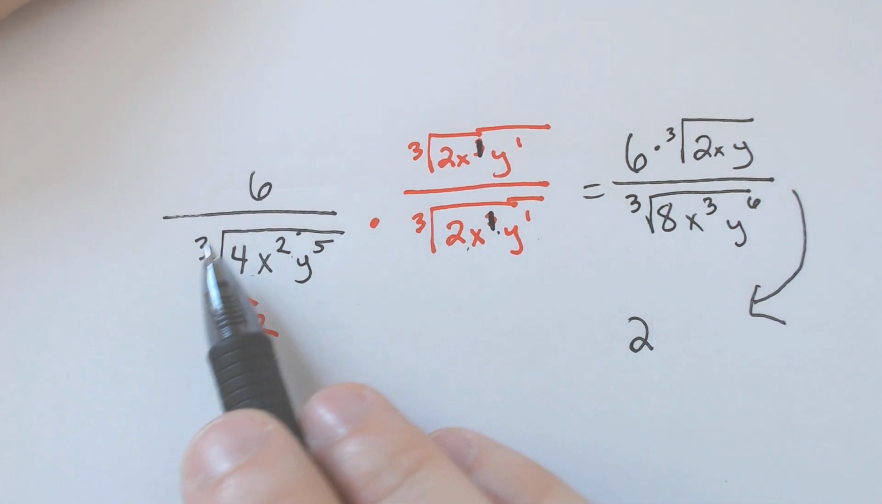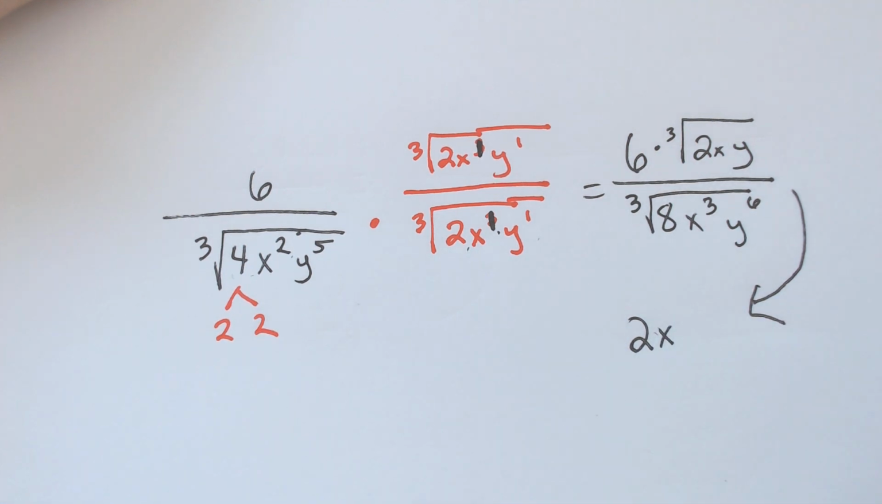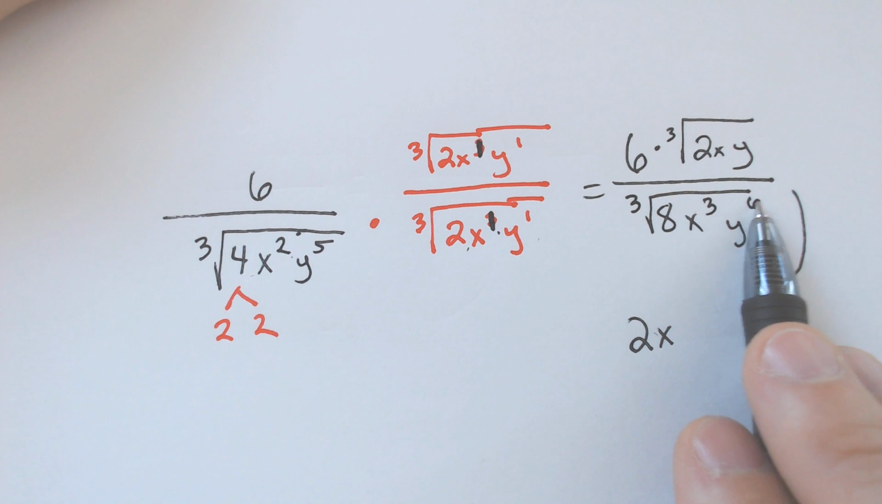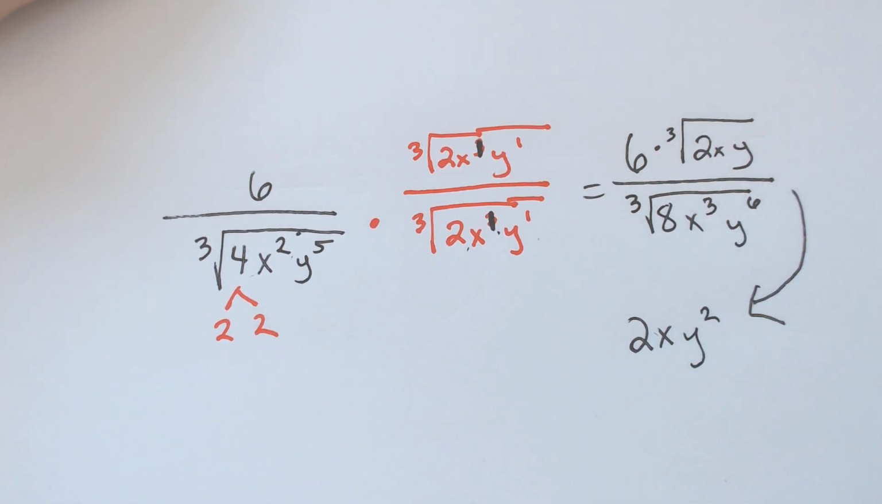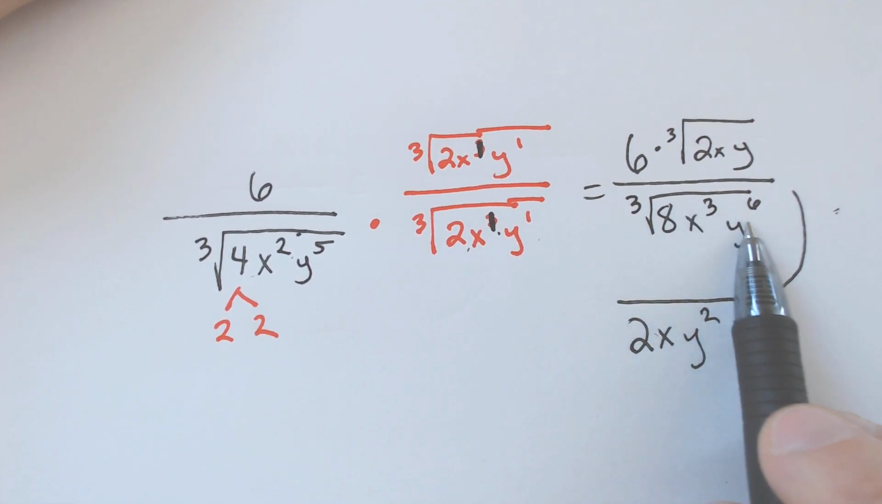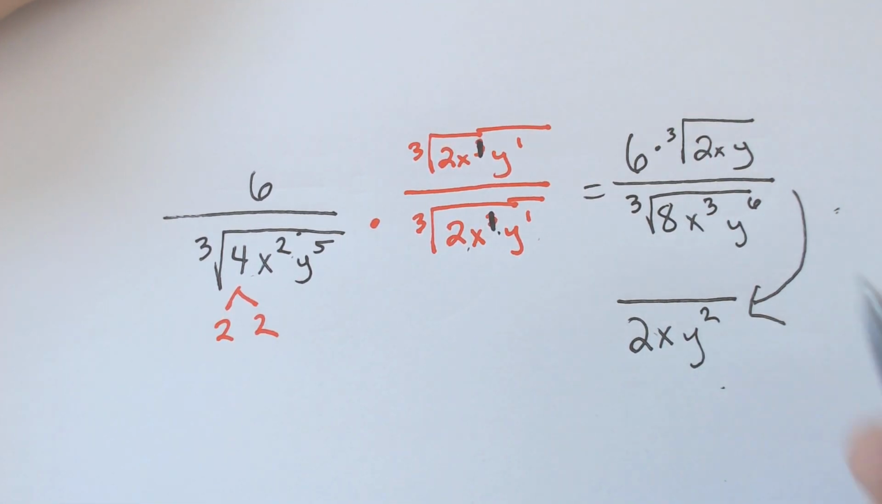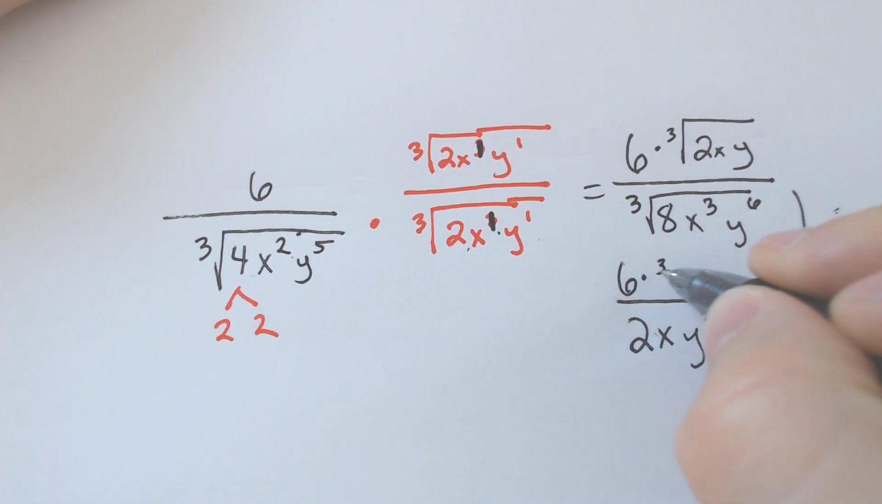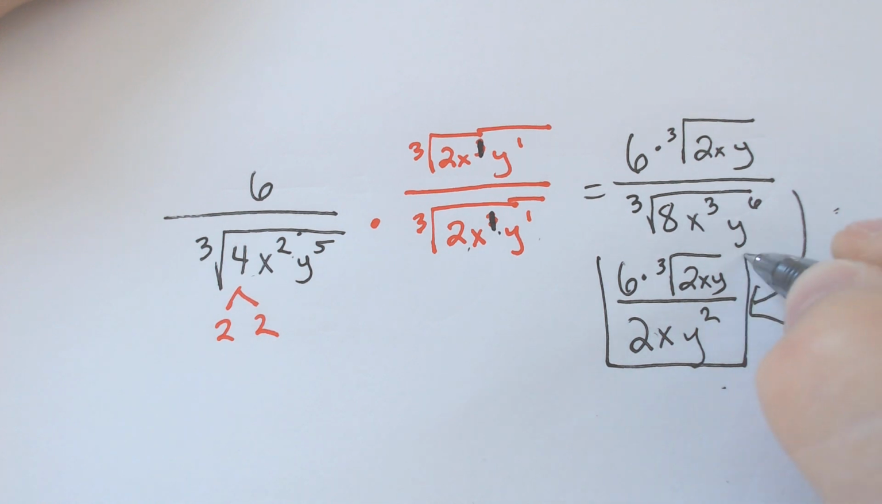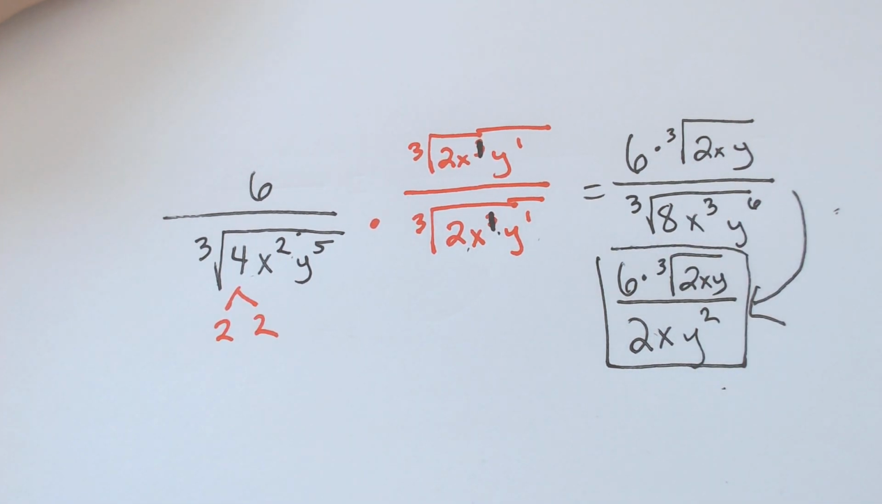And the cube root of x to the 3rd is x. And the cube root of y to the 6th, 3 goes into 6, is y squared. We wanted all that to happen. So the bottom of the fraction is not really the cube root of 8x to the 3rd y to the 6th, but it's just a 2xy. The top of the fraction is still going to remain relatively ugly. You still got that 6, you still got that cube root of 2xy, and we do have our final answer.